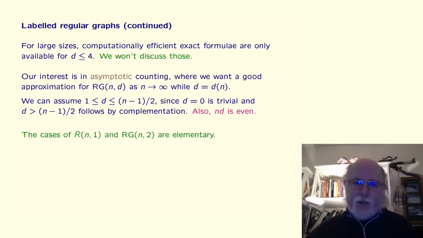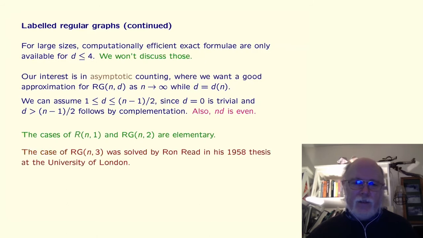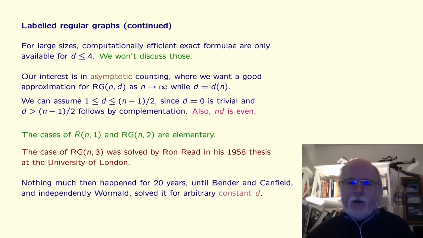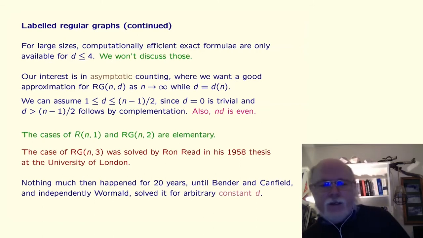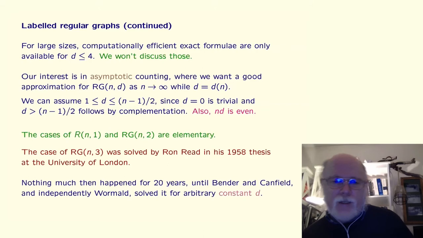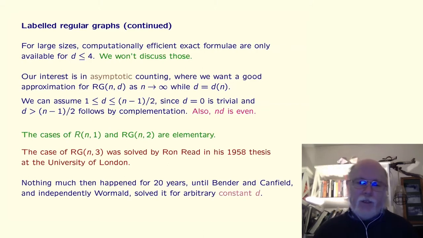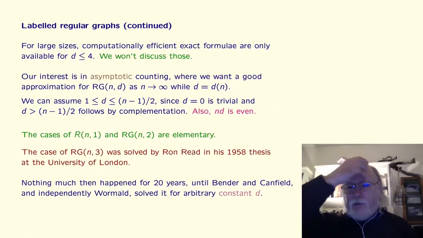Degrees 1 and 2 are simple student exercises. Degree 3 was solved in 1958 in the PhD thesis of Ron Read. And then nothing happened for 20 years until in the late 70s, Bender and Canfield, and independently Nick Wormald, solved it for arbitrary constant d.